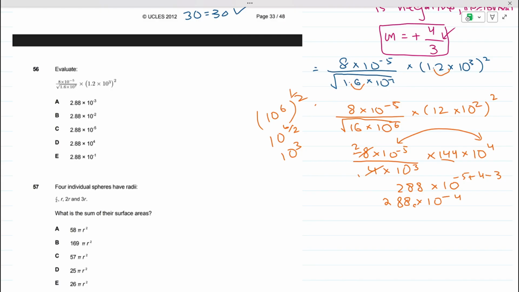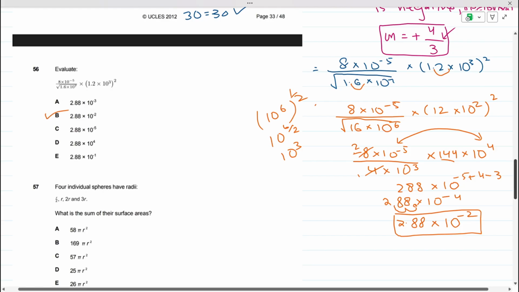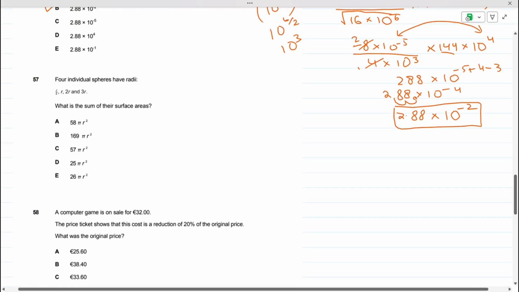Now see, if I make my point move on the left hand side, if I make it 2.88, I have moved my point to the left hand side 2 points, right? So I have to now deduct 2 from it, so minus 2. So this is the final answer we have gotten, 2.88 into 10 to the power minus 2. So B is the correct option we have gotten. I hope it was easy, not difficult.